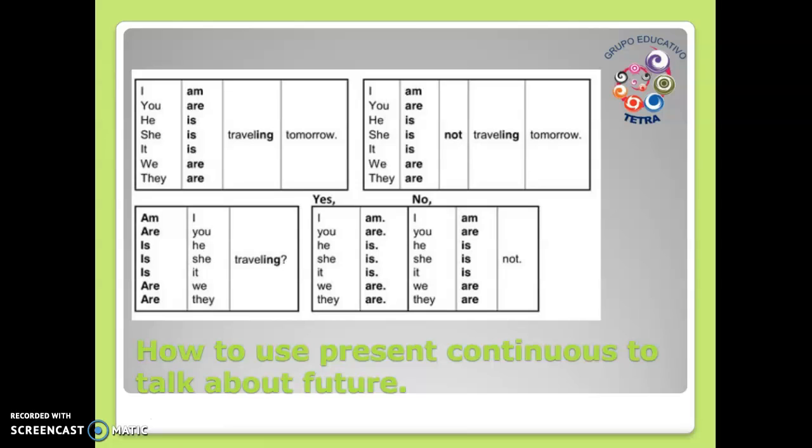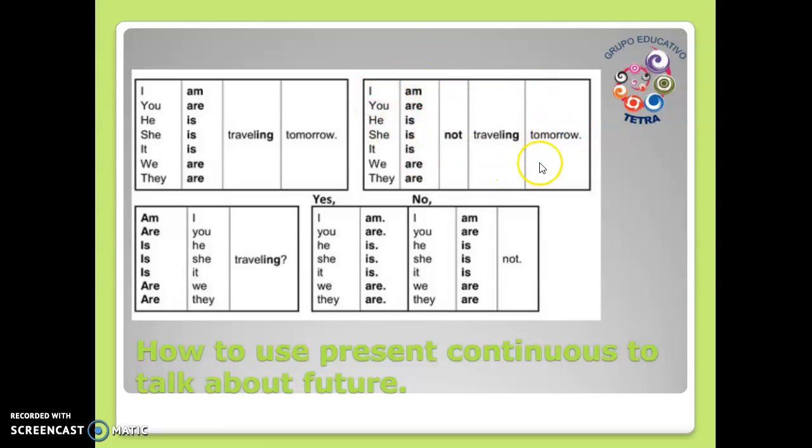This time particle normally will be tomorrow, the day after tomorrow, in 10 hours, or something that tells us we're talking about the future. When you try to create a sentence in the negative form, you're going to do the same, but including the particle not. I am not traveling tomorrow. You are not traveling tomorrow. She's not traveling tomorrow. They are not traveling tomorrow.